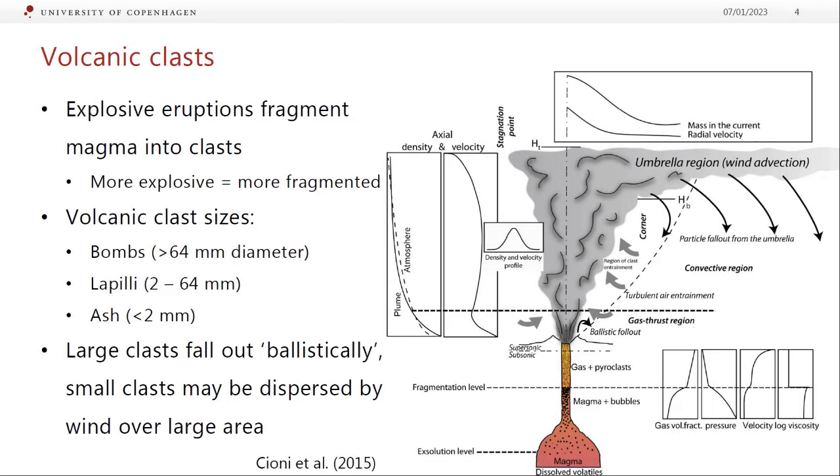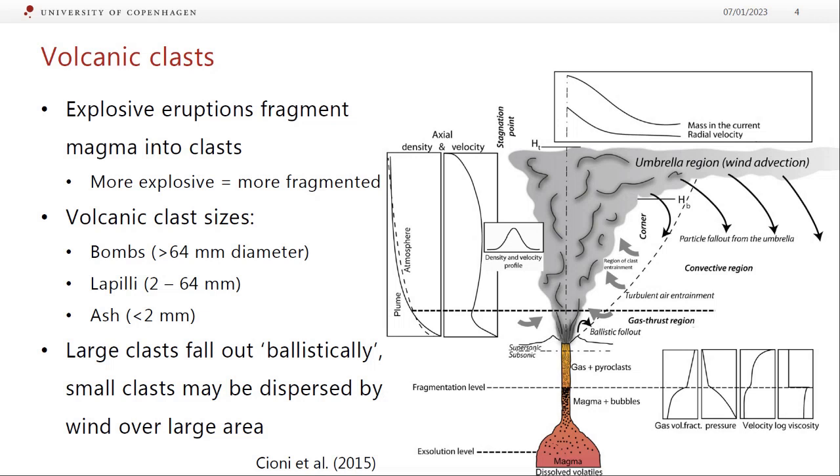So last lecture we talked about how explosive eruptions fragment the magma into clasts. And in general, the more explosive an eruption, the finer it'll fragment it. So if we have a very, very explosive eruption, we end up with ash. If we have something a bit less explosive, like a Strombolian eruption, then we end up with these scoria, bombs, and lapilli that are a bit bigger.